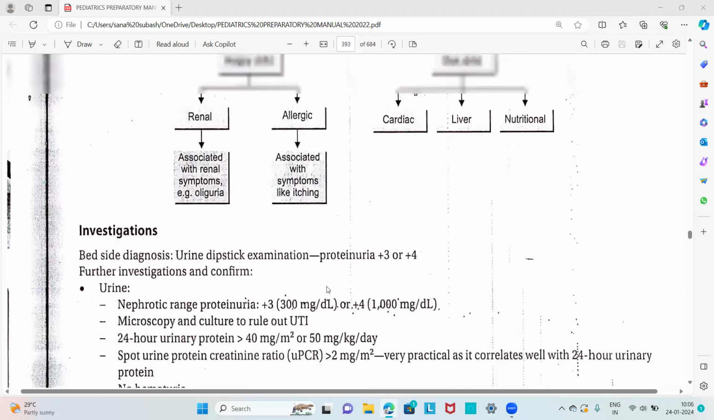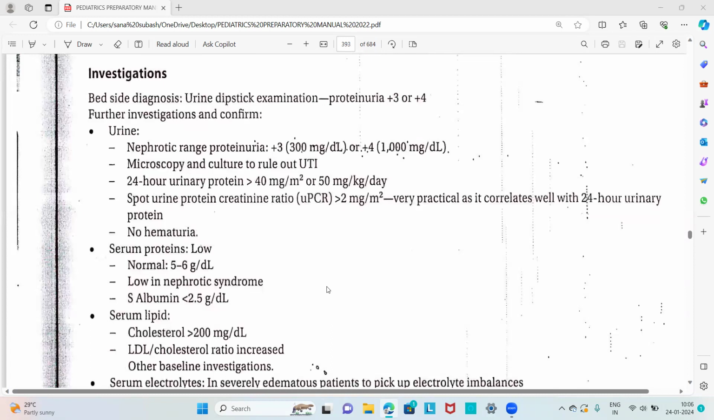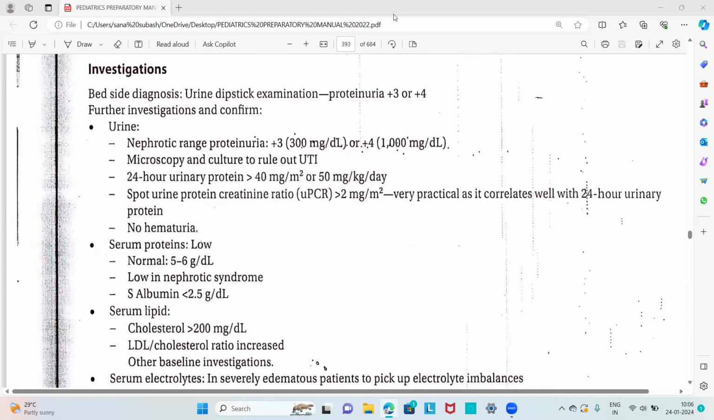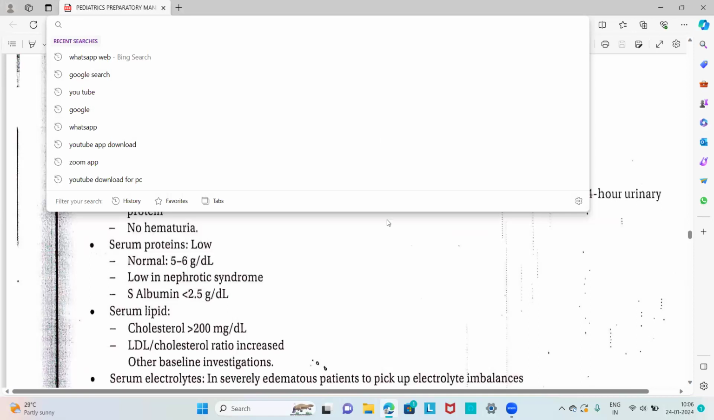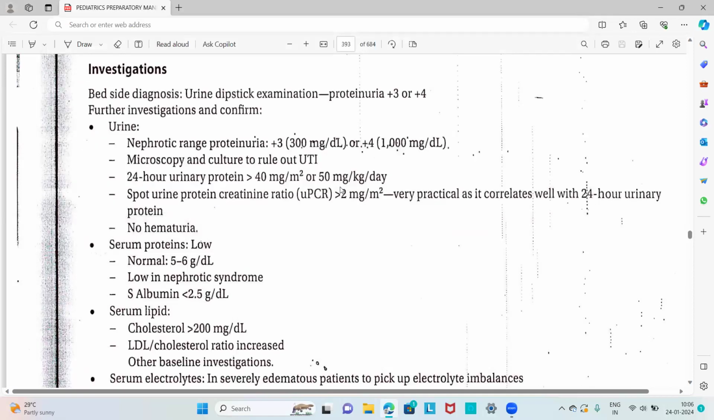Then about the investigation, there is a sub-question in the essay question. We have to diagnose at bedside by the urine dipstick examination. That is, we have to get a massive range proteinuria, that is proteinuria 3 plus or 4 plus, or we can do the heat and acetic acid test. That is also a bedside diagnosis. It is advised to the mother to do the heat and acetic acid test to detect the proteins in the child's urine.